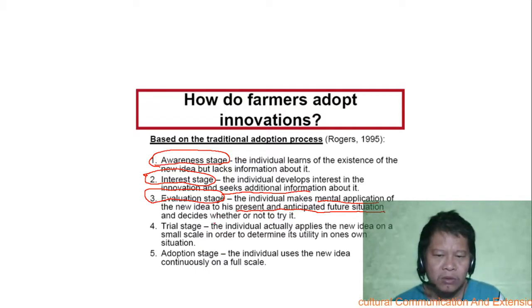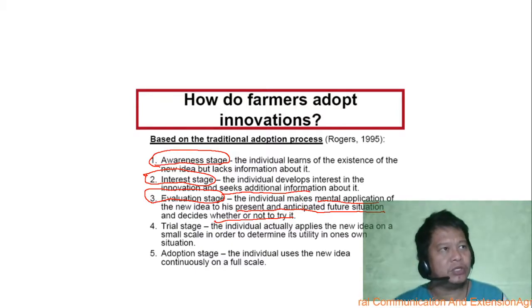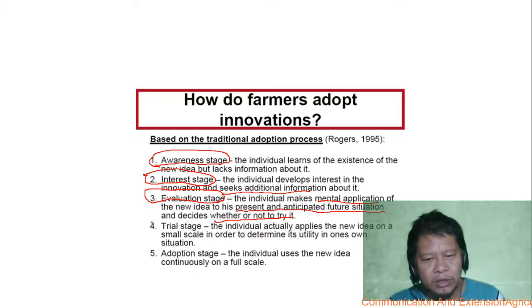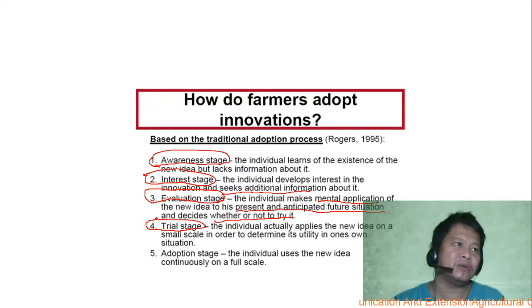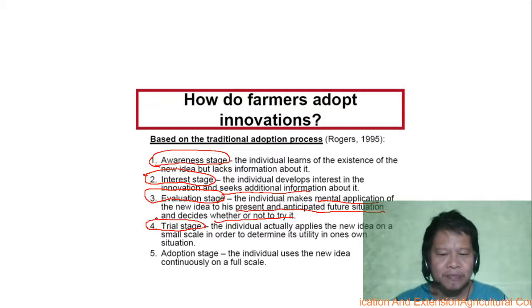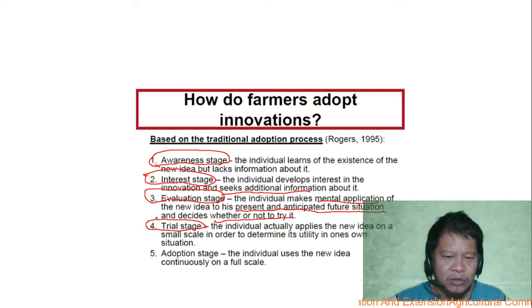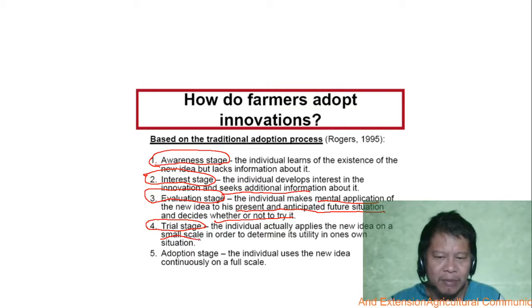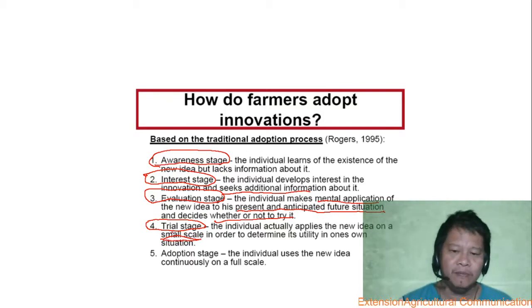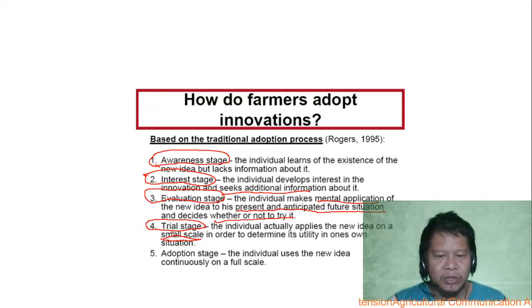If it seems good, then I will try it. That is why you enter the trial stage of the adoption process. Okay, I will try it on a very small scale. So in the trial stage, the individual actually applies the new idea on a small scale. It is small scale because it is only a trial, so if it fails, at least the loss is small. Small scale in order to determine its utility in one's own situation.